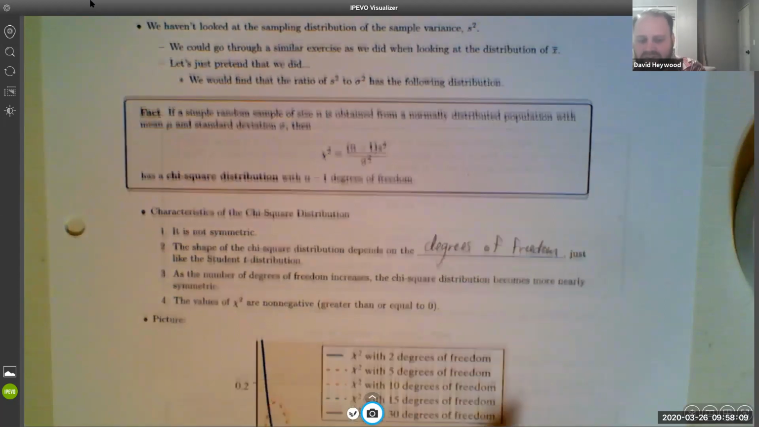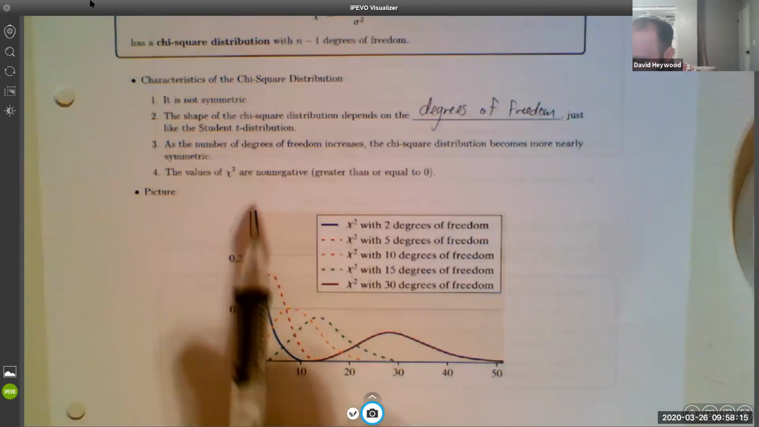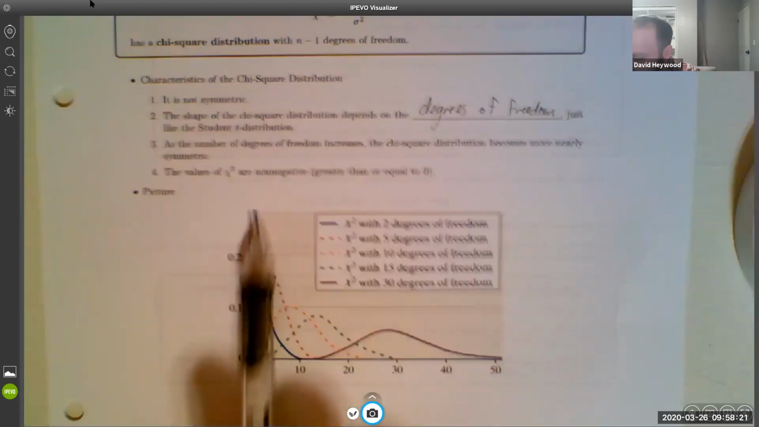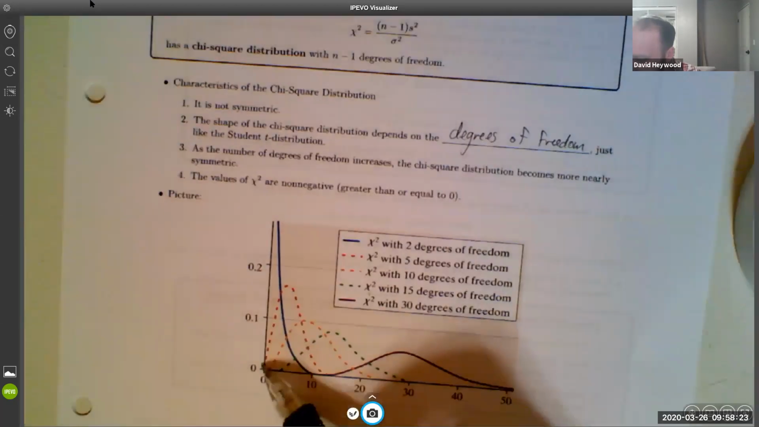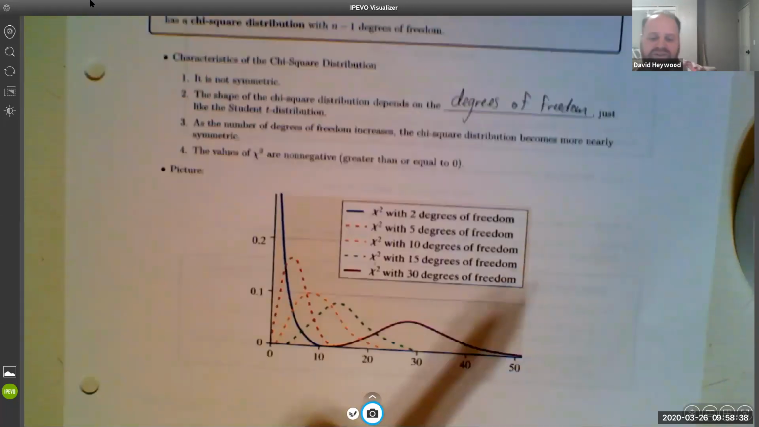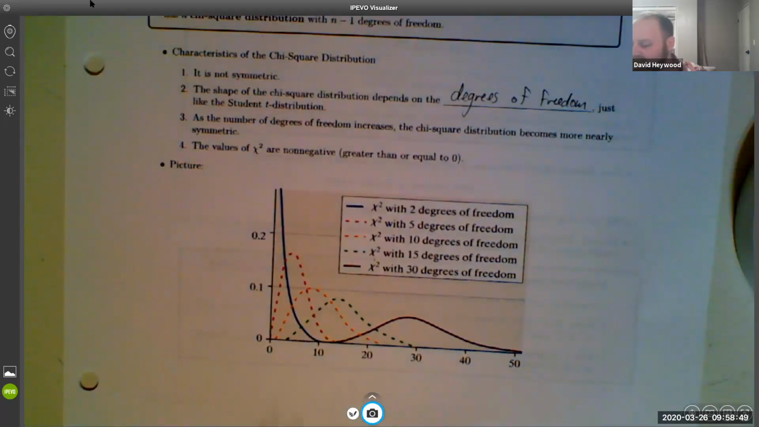So here's a chart, and this comes from your notes, right? This blue one shows you what the chi-square distribution looks like when you have 2 degrees of freedom. The red dotted line is when you have 5 degrees of freedom. This is with 10 degrees of freedom, with 15 degrees of freedom, and then finally in purple when you have 30 degrees of freedom. By the time you get to 30 degrees of freedom, it starts to look a little bit more symmetric and bell-shaped. It's still not perfectly symmetric though. Anyway, it's a pretty interesting distribution, and we'll take a look at some of these things in StatCrunch together in a second.